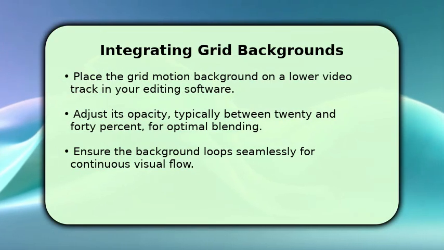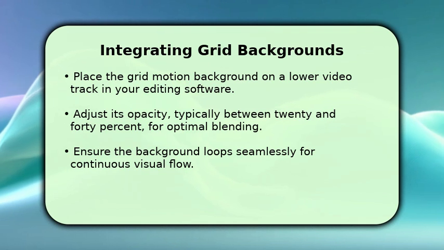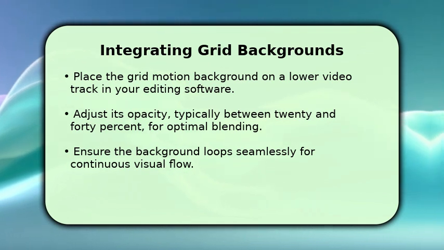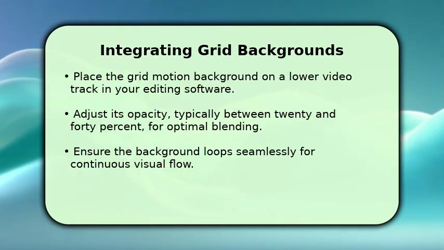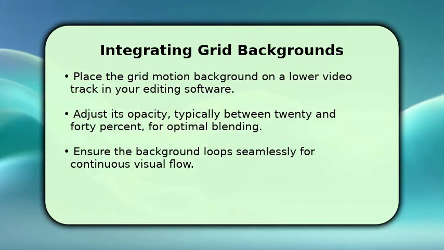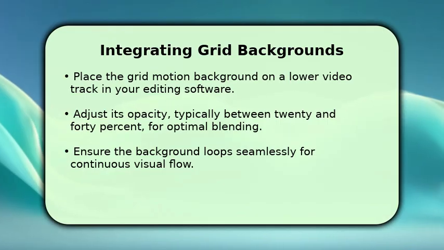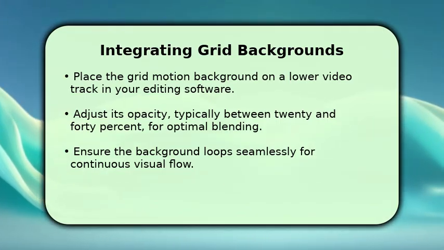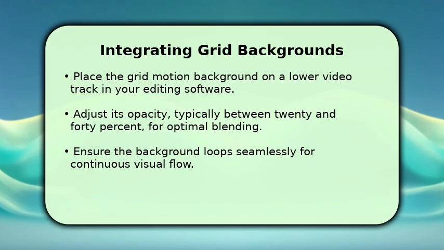Integrating your grid motion background into your project is straightforward. First, place it on a lower video track in your editing software, beneath your main content. Next, adjust its opacity, usually between 20 and 40%, to ensure it blends subtly without overpowering. Finally, confirm the background loops seamlessly. A smooth, continuous loop is essential for maintaining a professional and polished visual experience throughout your presentation or video.